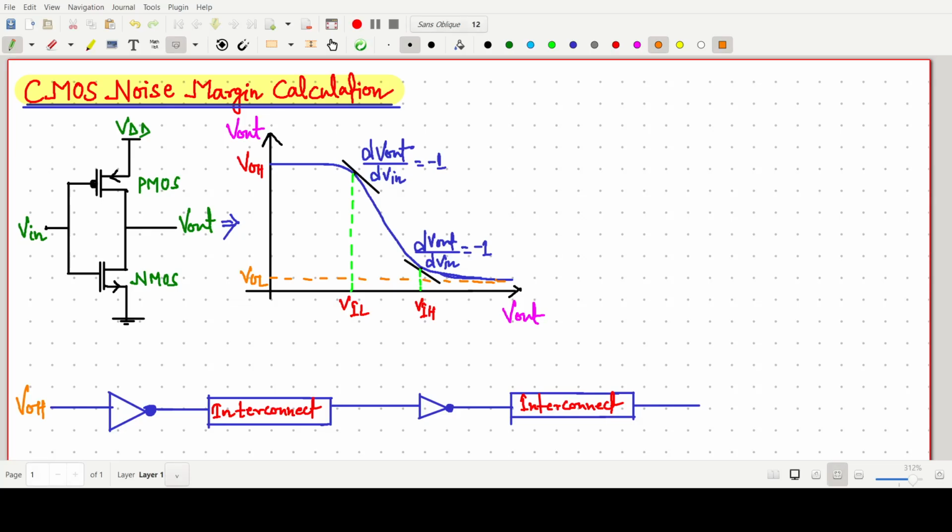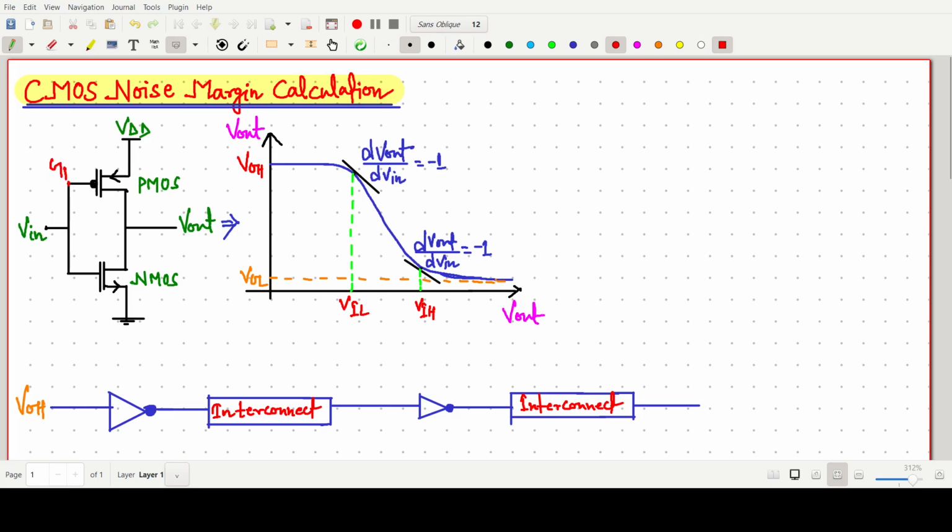Welcome everyone. In this video lecture, we will think about the CMOS noise margin calculation. So what is the noise margin calculation that we will cover in this video? As we are aware, this is the CMOS inverter circuit. CMOS inverter circuit means there is a PMOS, NMOS network. The gates of both the NMOS and PMOS are connected to an input and we are taking output across the drain.